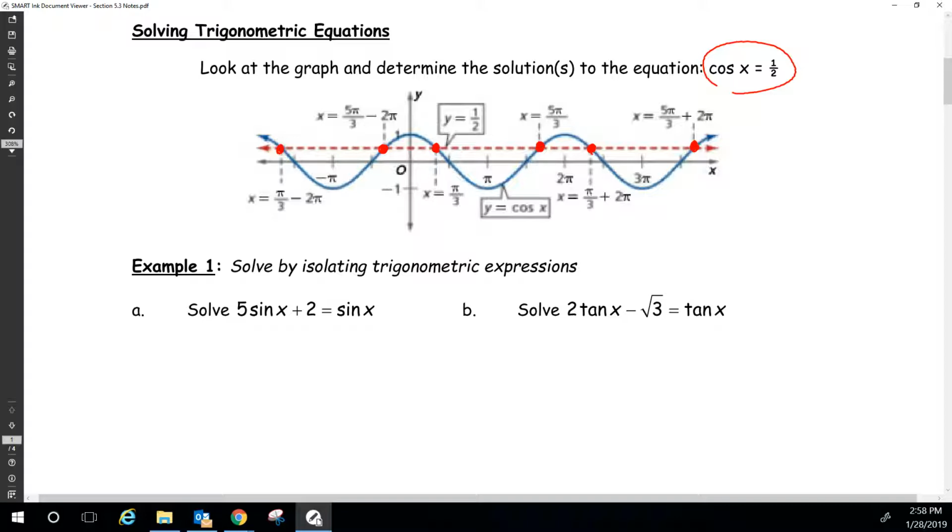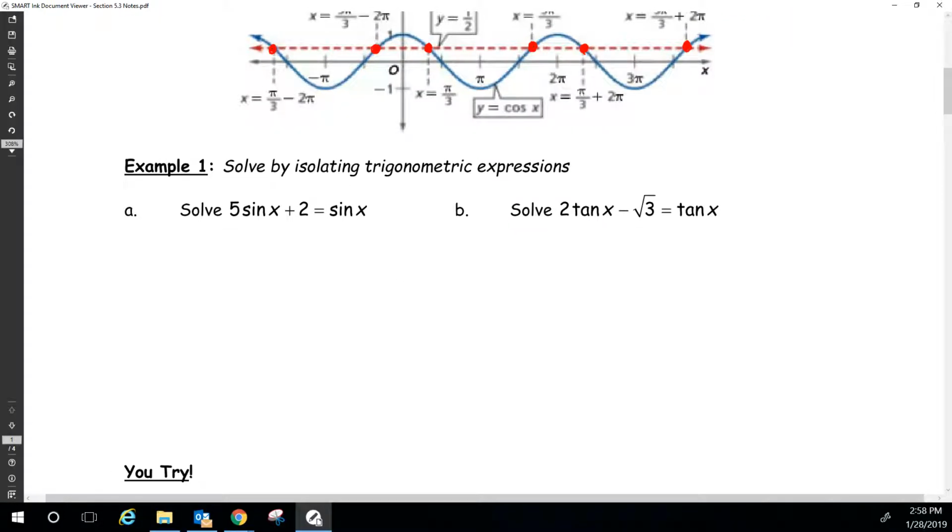Because cosine has a period of 2 pi, when we're on our unit circle, there are two different places where it's equal to 1/2, so that's why I have two different answers. So let's apply just that part to example 1.